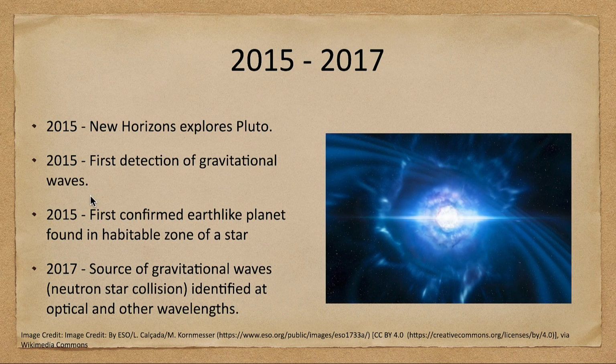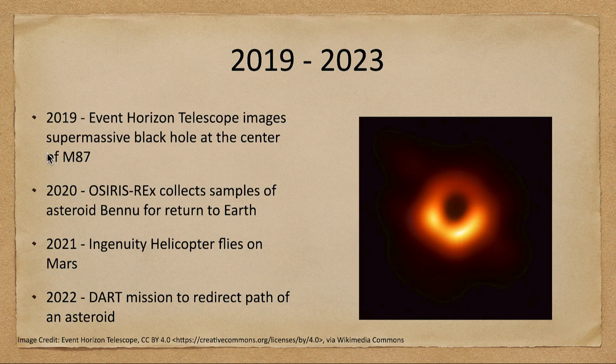In 2017, another source of gravitational waves from a neutron star collision was detected, first of all, in gravitational waves, but was able to be observed in visible and other wavelengths as well. So continuing the new field of gravitational wave astronomy.